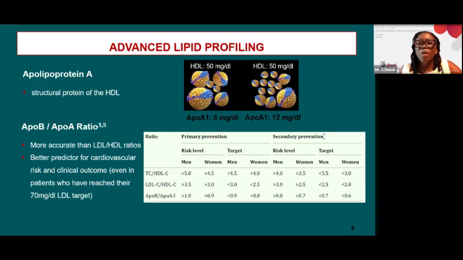Can you come off, unmute yourself and tell us which of them you think is preferable? Your HDL here is the same, but when you look at ApoA1, they're different. Which of them would you want? Which of them do you think is a healthier option? Is it ApoA1 that is 6 or ApoA1 that is 12?